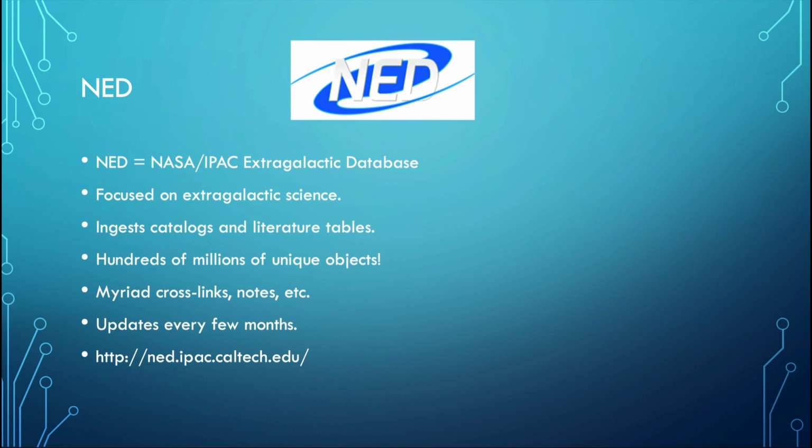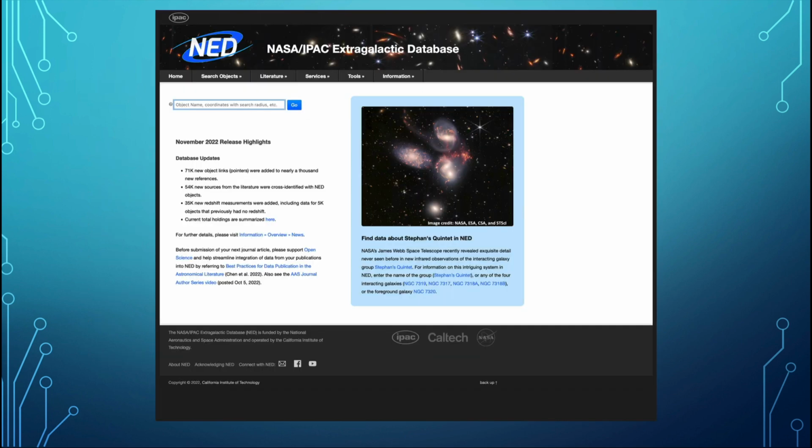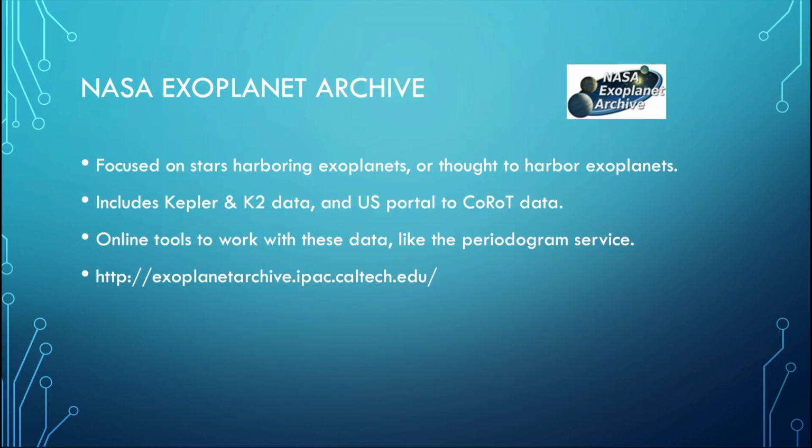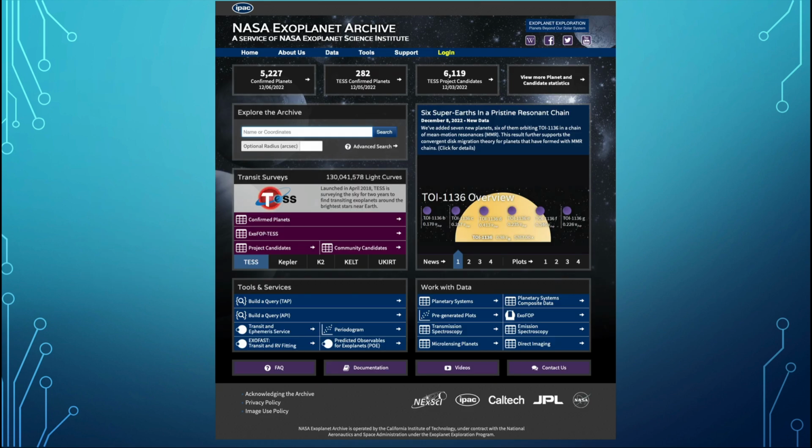NED is the NASA IPAC Extragalactic Database. It is, of course, focused on extragalactic science. They ingest catalogs and literature tables. It's a curated collection of data. So they have hundreds of millions of unique objects. They have myriad crosslinks and notes. They release updates every few months. That's their URL, and that's what their webpage looks like. The NASA Exoplanet Archive, unsurprisingly, focuses on exoplanets and their host stars. They have Kepler and K2 data as well as Corot data. They have lots of online tools to work with these data, like the Periodogram service. That's their URL, and that's what their website looks like.